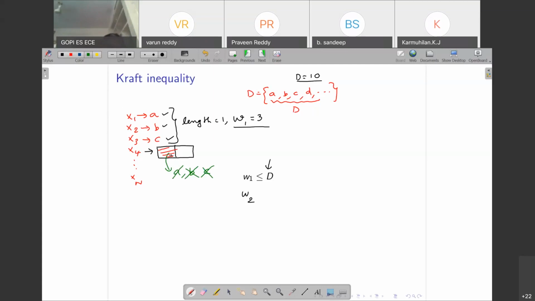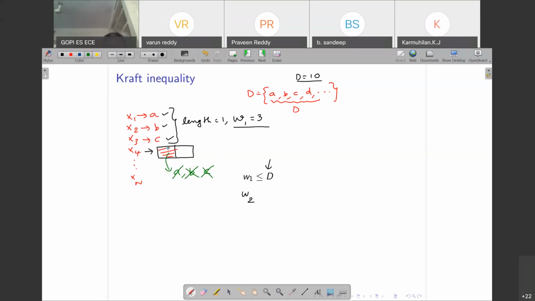So what are the remaining things we can have? Those only we can put here. Totally there are D, but we cannot use three of them, so it is D minus 3, and 3 is basically W1. So D minus W1 choices are there for filling the first box. For filling the second box, you can choose A, B, C, anything.